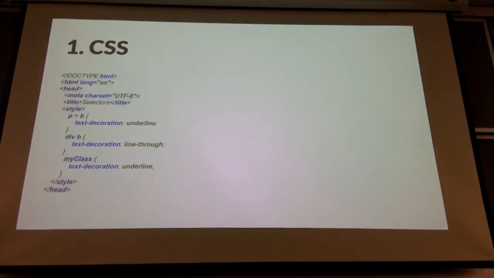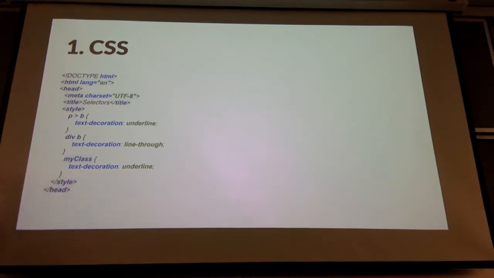So, the question here was to style a set of HTML according to those rules. And so, what are the three rules here? What is the special thing about the first rule? Yes, it's a child. It means a direct child, right? Not a descendant operator. And so that means that wherever a B is directly nested in a P will be underlined. This one here? Any child? Any descendant, yes. That will be stroked out.